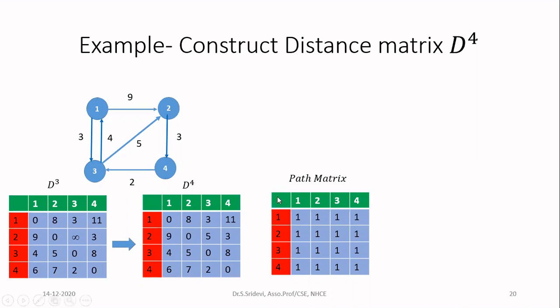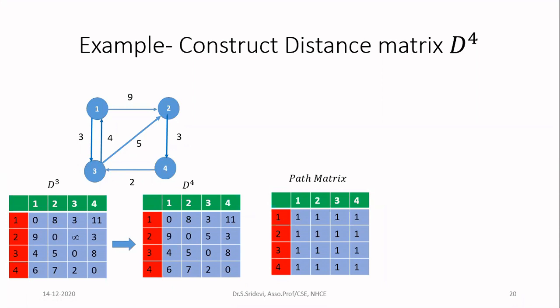So this is how we are going to construct the path matrix. Once you finish D4, that is the last distance matrix, wherever you have any value other than infinite, for that you need to write 1 in the path matrix. If you have infinite under any cell, that is going to tell you that there is no path from a particular row's vertex to a particular column vertex. When you have infinite, that only tells that there is no path.